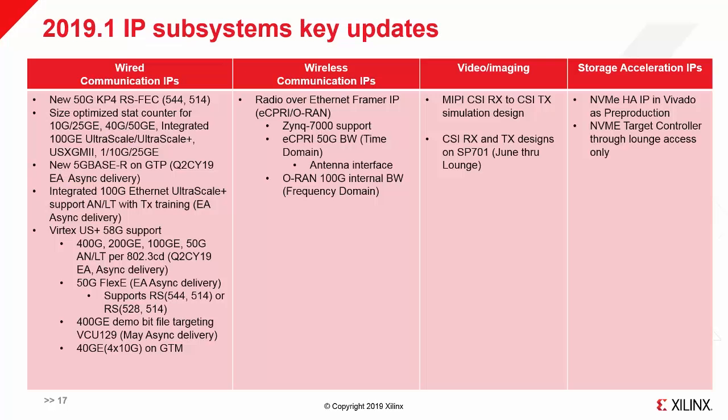Let me share with you a few highlights from our Xilinx IP subsystems. On the wired side, we have a new 50 gig KP4 Reed-Solomon forward error correction algorithm. We've also added a size-optimized stat counter for the 10/25 gig, 40/50 gig, and our integrated 100 gig Ethernet solutions in our UltraScale and UltraScale Plus families. On the wireless side, for the Radio over Ethernet framer IP, we've added Zynq support. The eCPRI has a 50 gigabit per second bandwidth, while the ORAN has 100 gigabit per second internal bandwidth. For audio and video, we've added a new MIPI camera serial interface receive to CSI transmit simulation design.